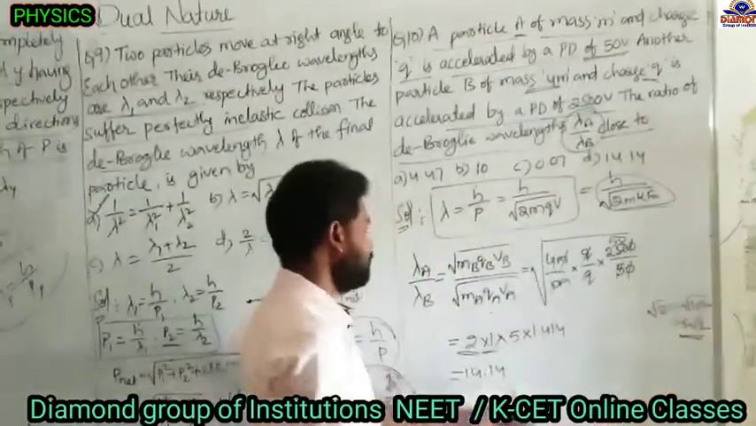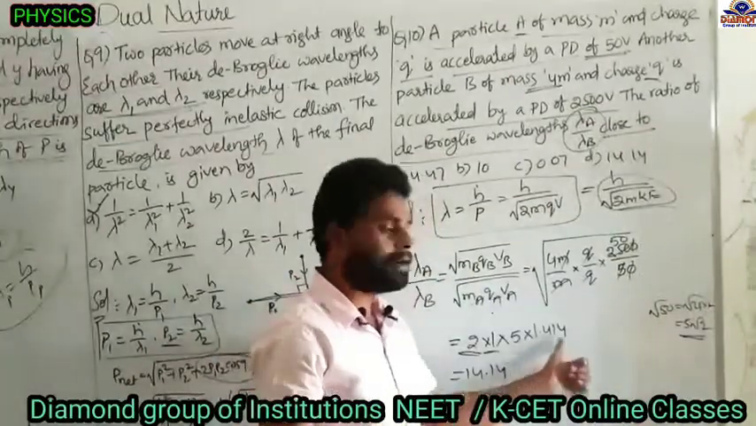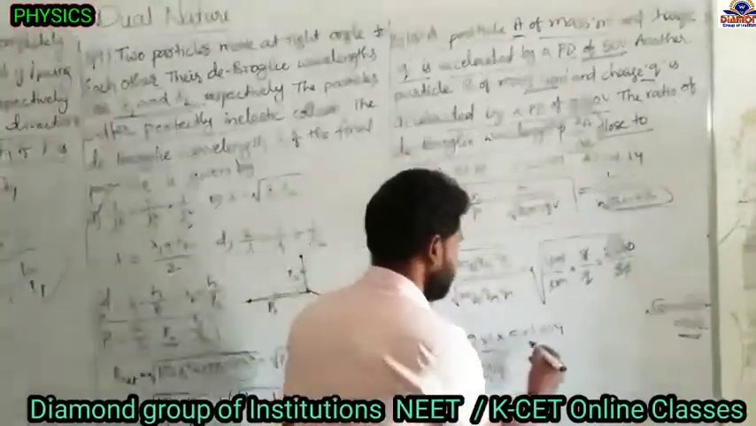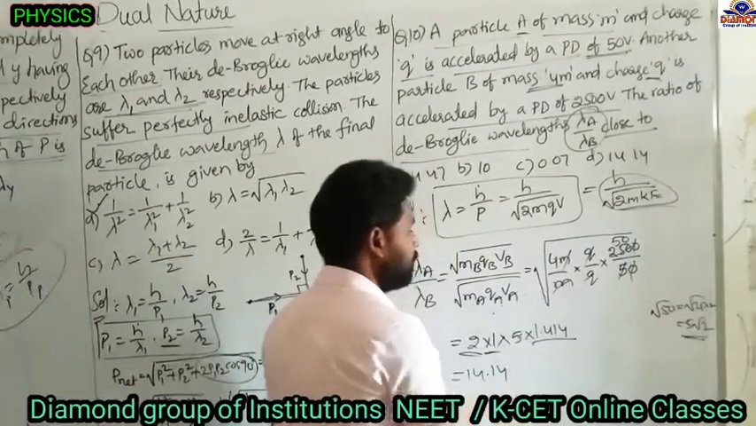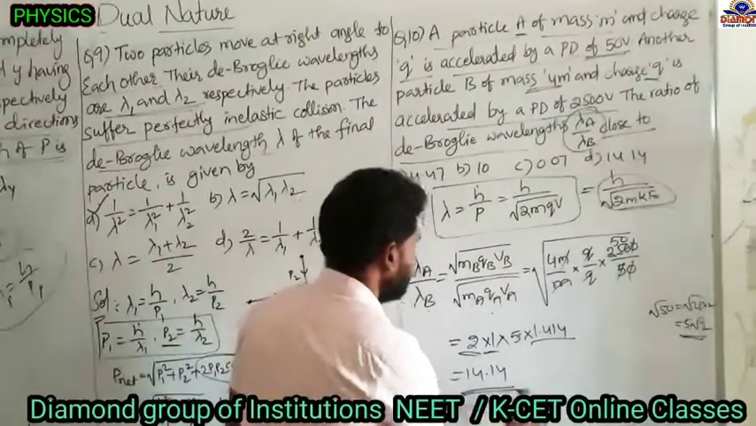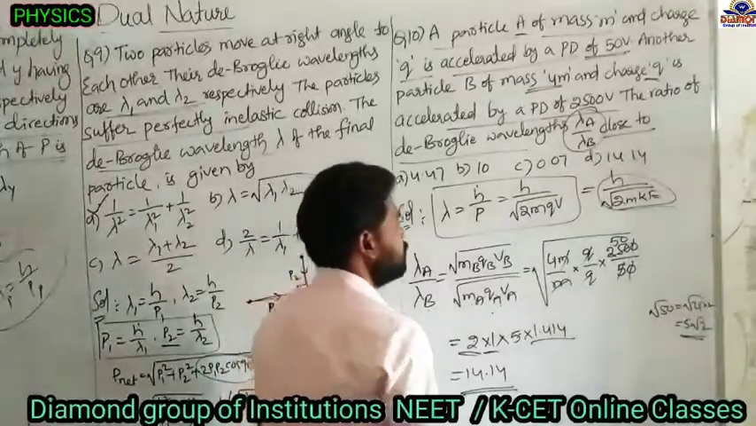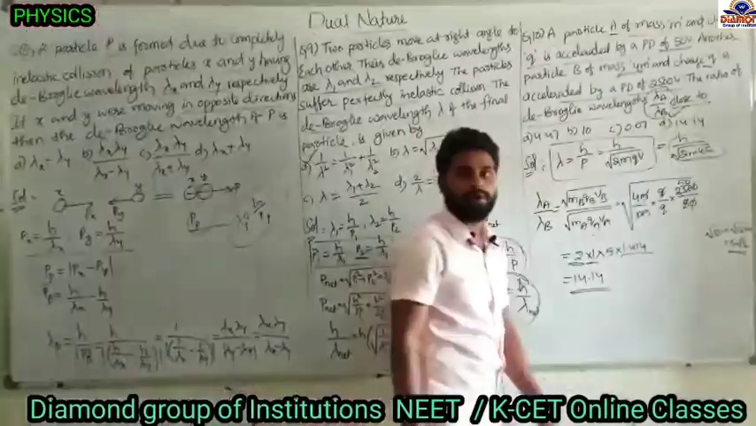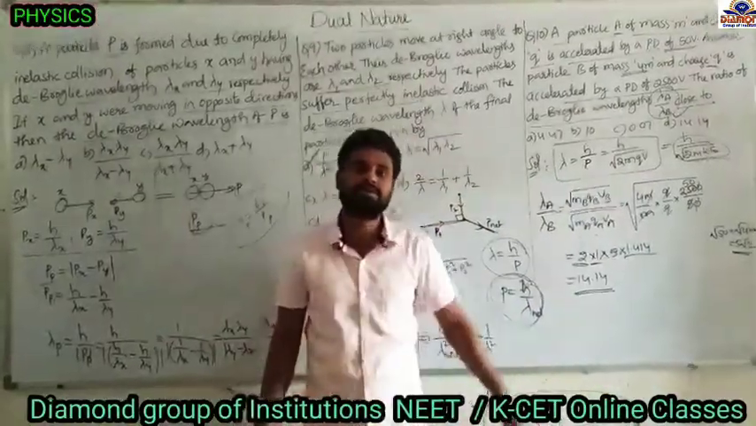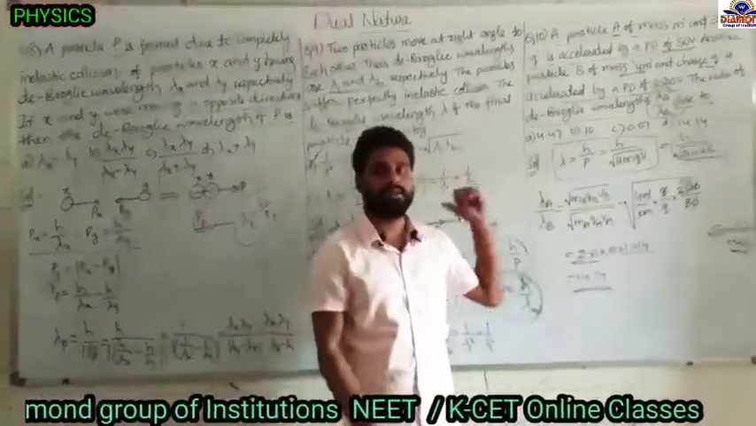So I write here 5 into square root of 2, whose value is 1.414. Easily we can simplify it. So 2 into 5 is 10, 10 into 1.414 is nothing but 14.14. They are asking the ratio, so the ratio is 14.14. So today we discussed all the previous year's questions. Concentrate on these questions.